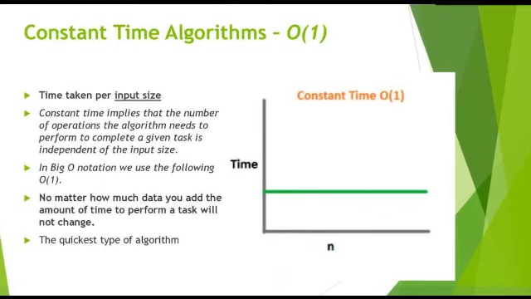Constant time algorithms, O(1). Time taken is independent of input size. Constant time implies that the number of operations the algorithm needs to perform to complete a given task is independent of the input size. In big O notation, we use the following: O(1). No matter how much data you add, the amount of time to perform a task will not change. The quickest type of algorithm. The graph shows the increase in time to run algorithms.